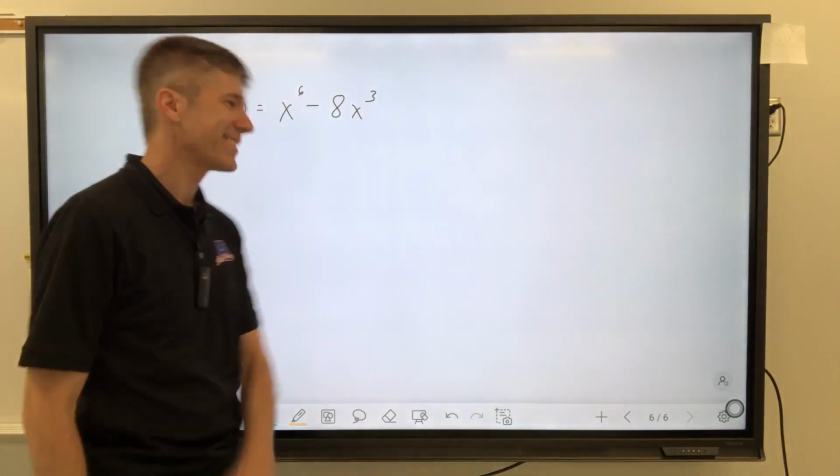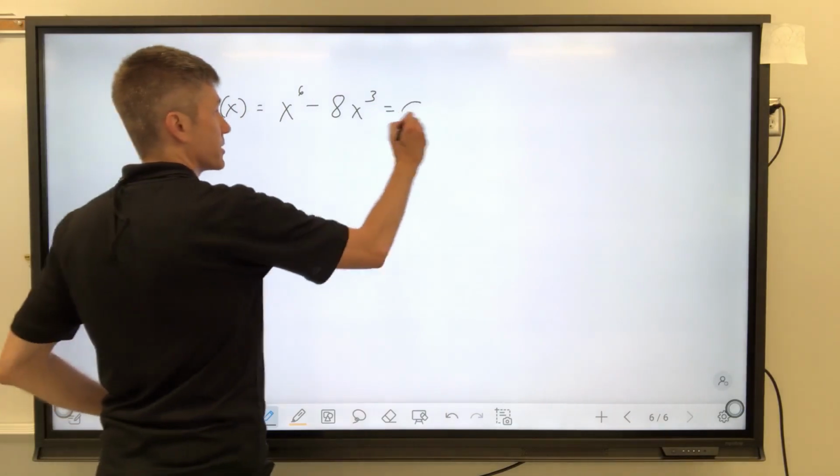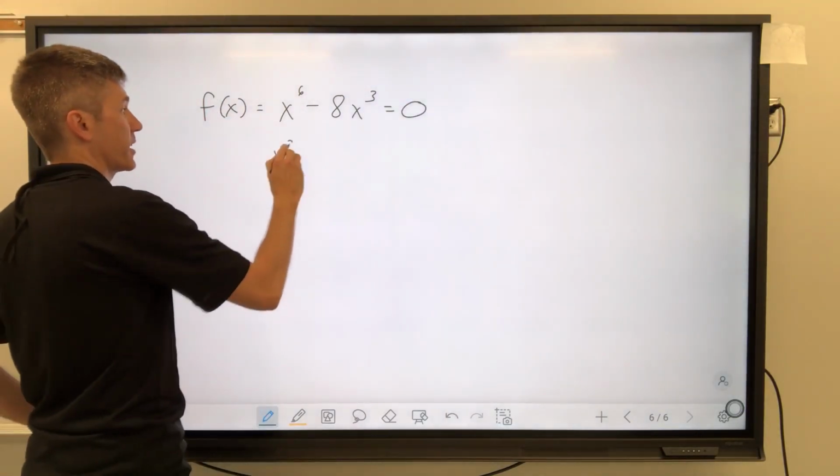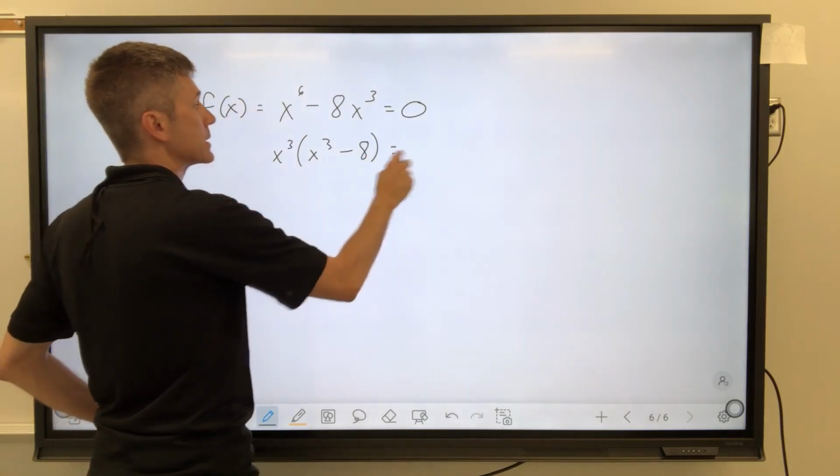We have another fun one. Here we go. I see a GCF and so do you. So let's go ahead and set this equal to 0. And then we're going to factor that GCF out, which gives me x to the third. We're going to write very quietly this time.